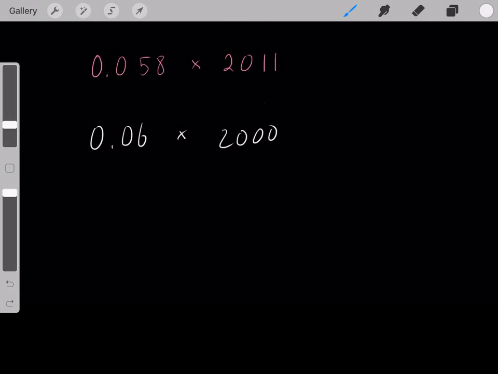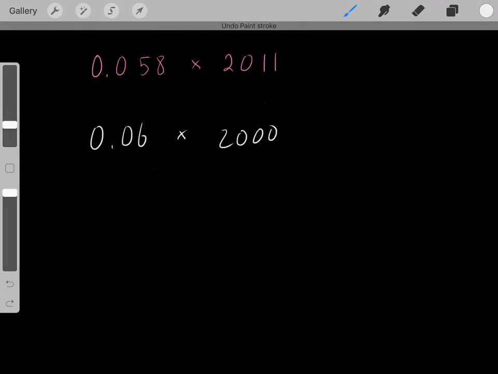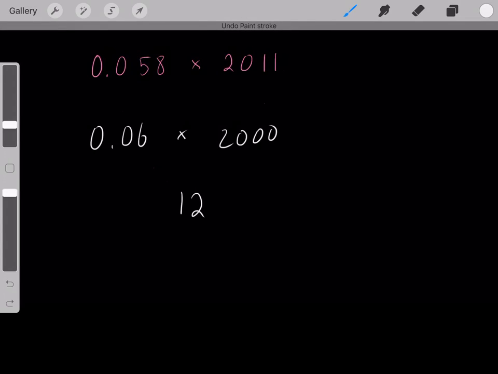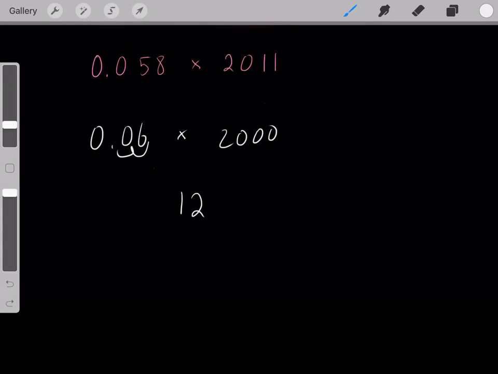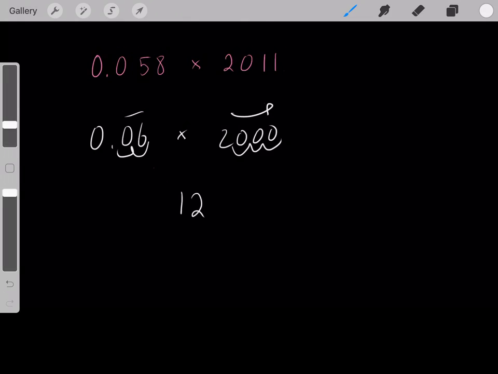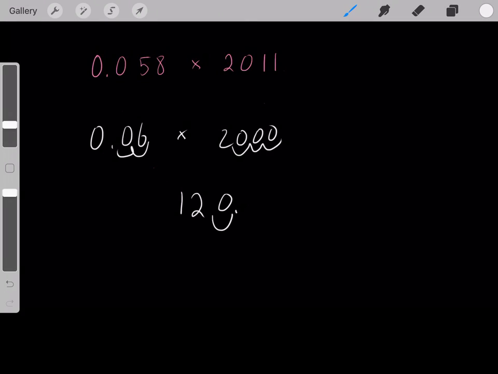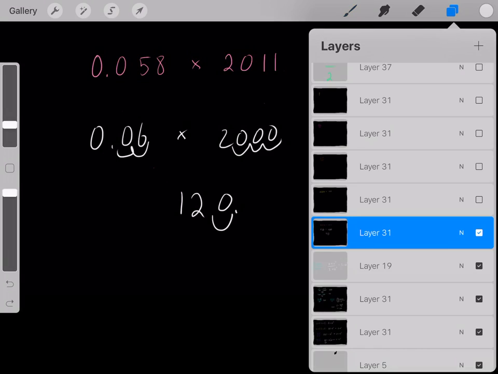So now we know how we solve this. First, focus on the single digits. So 6 times 2 is 12. That's the first thing we do. And then focus on the magnitude. When we had the 6, we moved 1, 2 to the left. When we had the 2, we had 1, 2, 3 to the right. So 3 to the right, 2 to the left equals 1 to the right. So 1 to the right. So now we know our answer is 120.